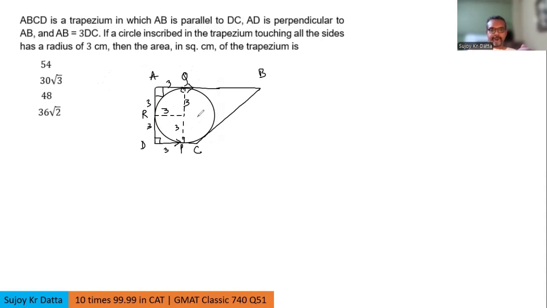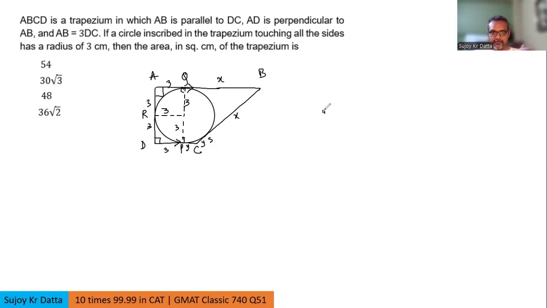The area of a trapezium is the sum of the parallel sides multiplied by the distance between them. We already know the distance between them is 6. We just need to figure out QB and PC and BS. First of all, we know that tangents from the same point are equal. So let's say this is X, and that's Y here, that's Y there.